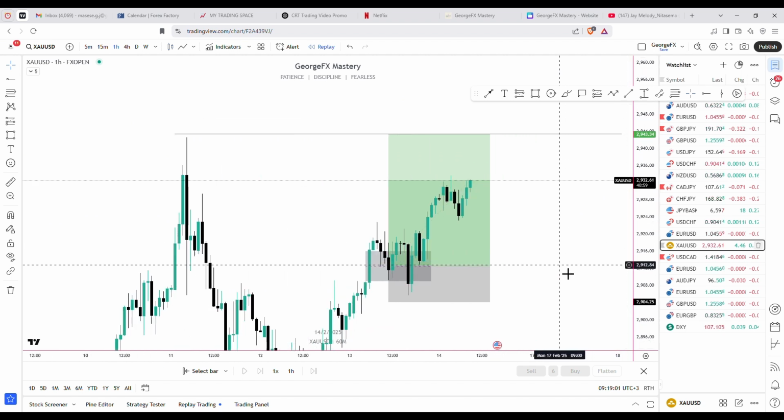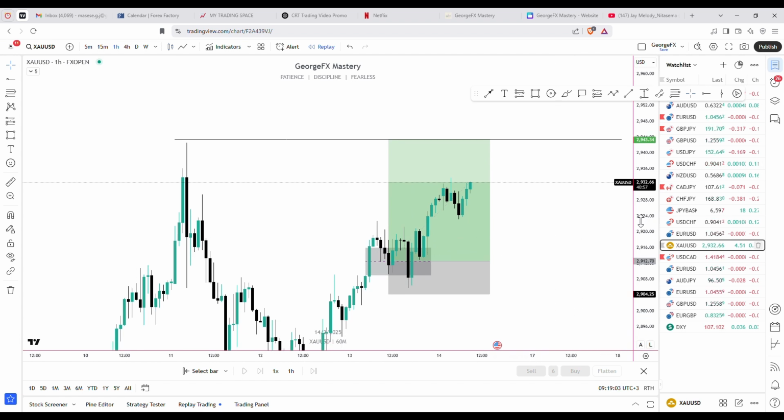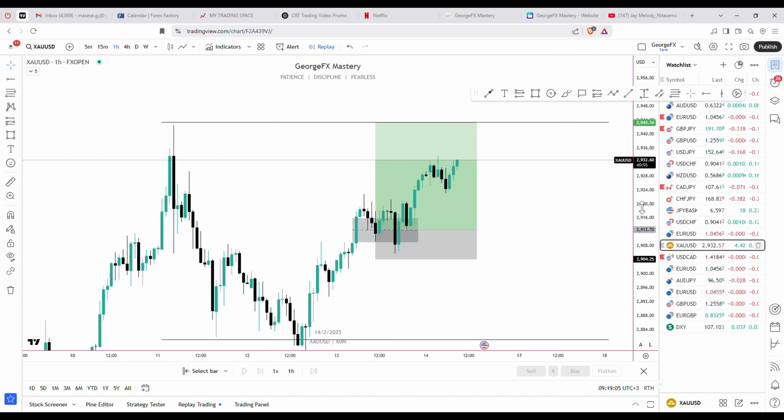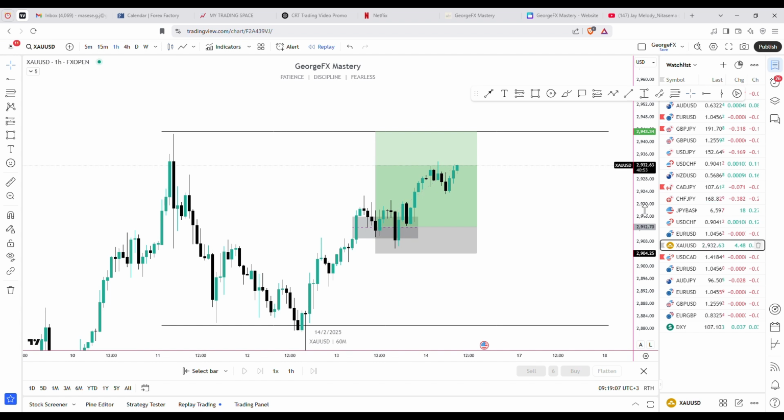So basically that is how you trade the CRT and how to scale down to a lower time frame to spot an entry. I had done the same for the 1 hour time frame, the CRT on the 1 hour time frame, and then we scaled down to the 5 minutes time frame to spot our entries.